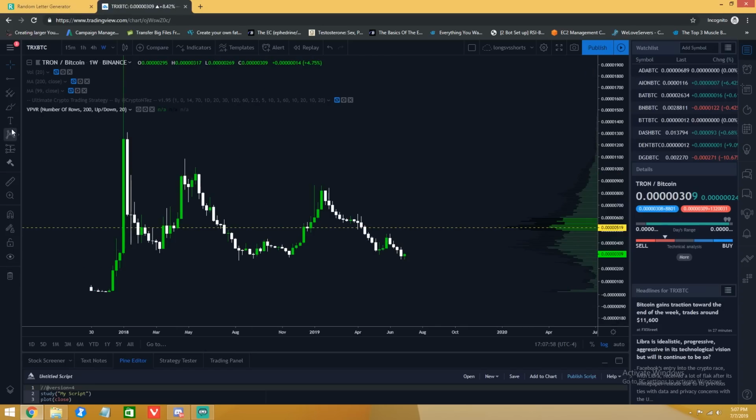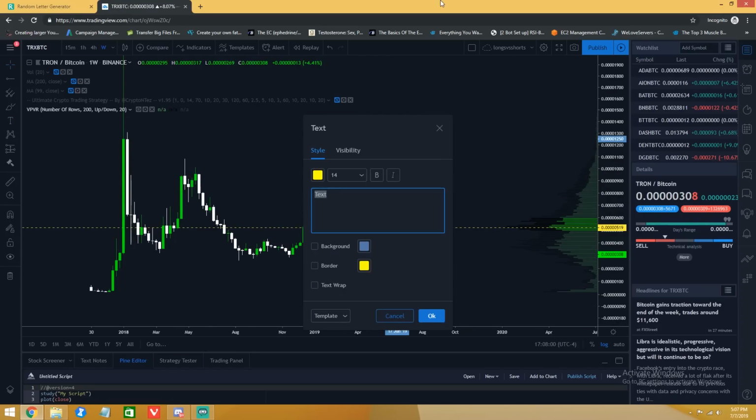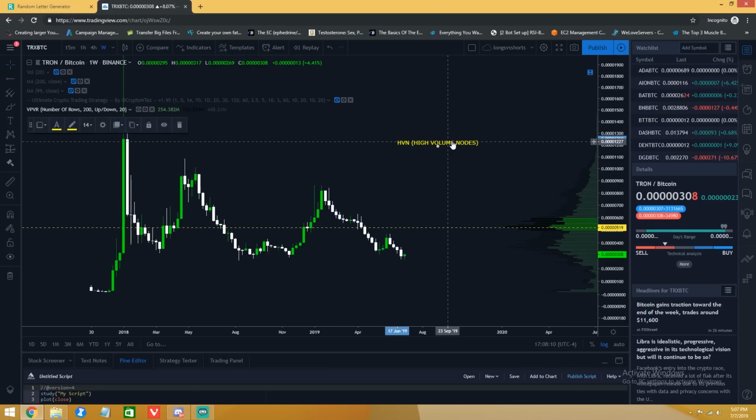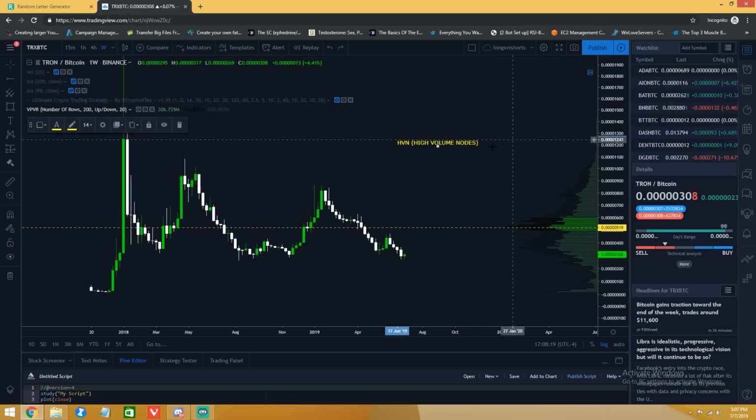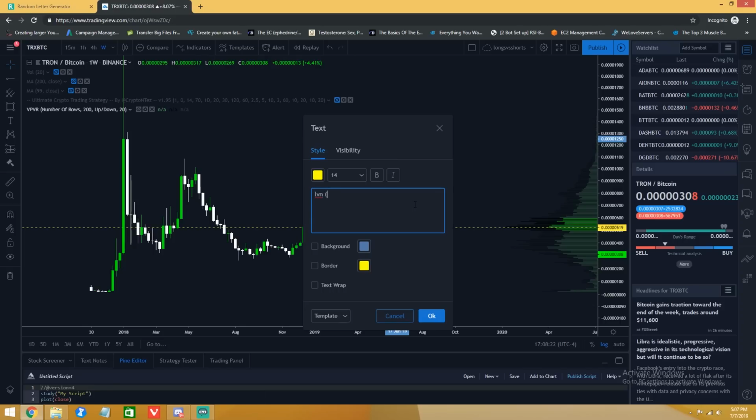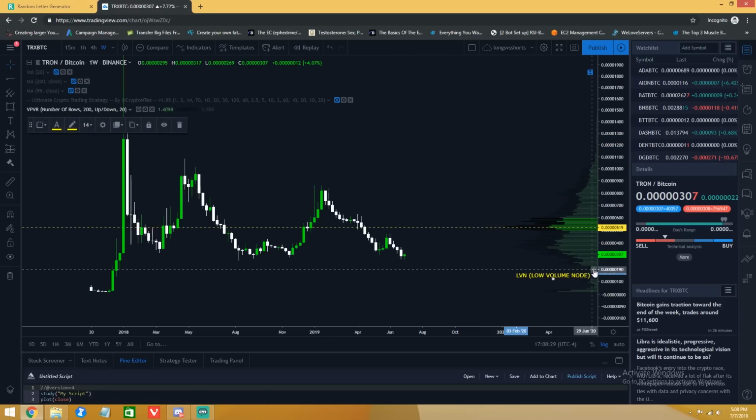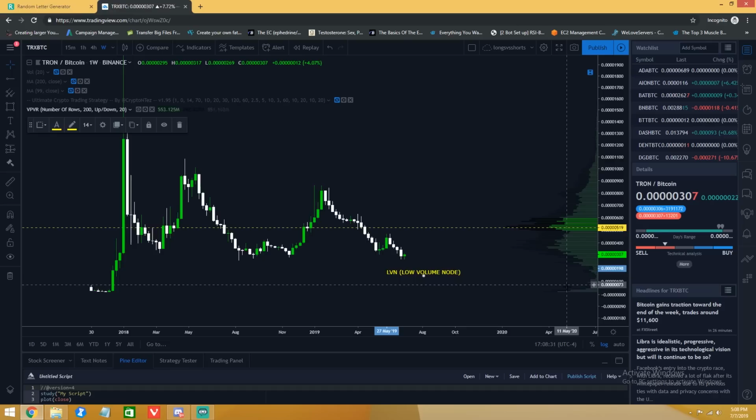Now, there are two types of what they call volume nodes. There are HVNs, high volume nodes. Typically, this is a high volume node. That just means that this area had a bunch of money traded inside of it. And then, as I'm sure you can guess, the next one is LVN, low volume node. That means that there wasn't much money traded here. So you see this gap in the VPVR.